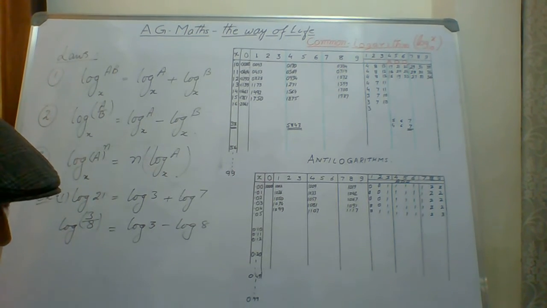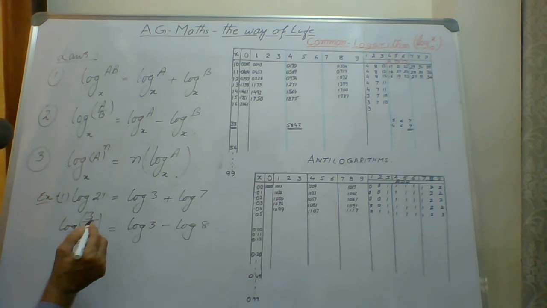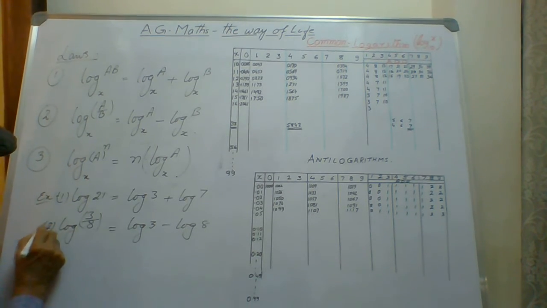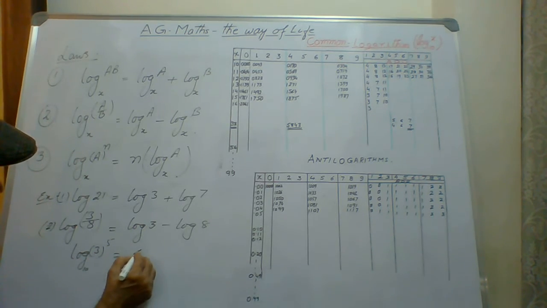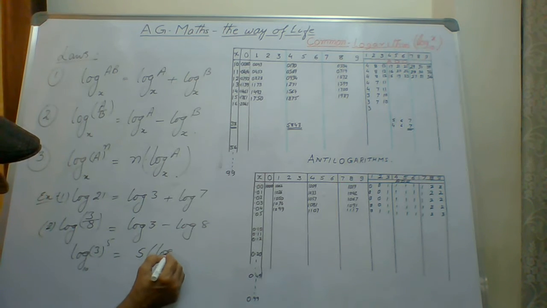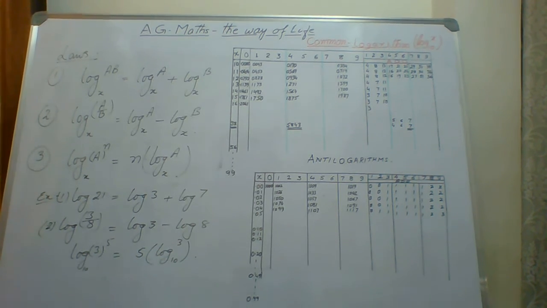Similarly, if it is a power, say log of 3 raised to the power 5 and the base was 10, then we write 5 times log of 3 to the base 10. That's all. This is how we use the laws.